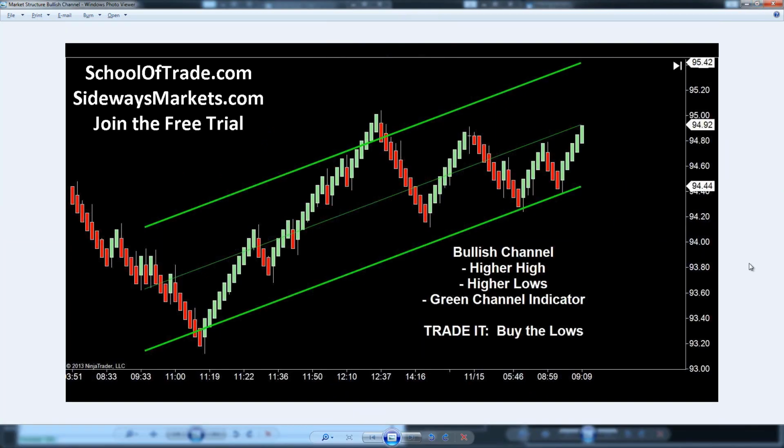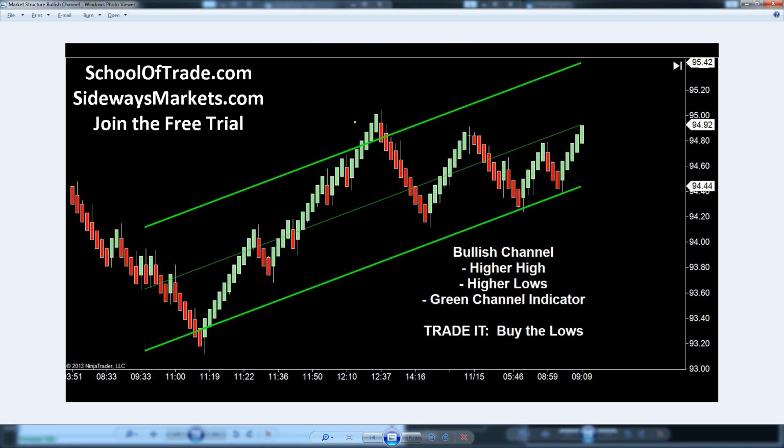The next one is a bullish channel, or an uptrend, and that consists of making higher highs, higher lows. That's also significant as to the green channel indicator that we're using, and if you saw on the other one, the red one as well. The way that you're going to trade this is just buying the lows. Again, just like we saw in the previous example, you don't want to be buying at the highs. That doesn't make any sense. You're not going to make any money that way.